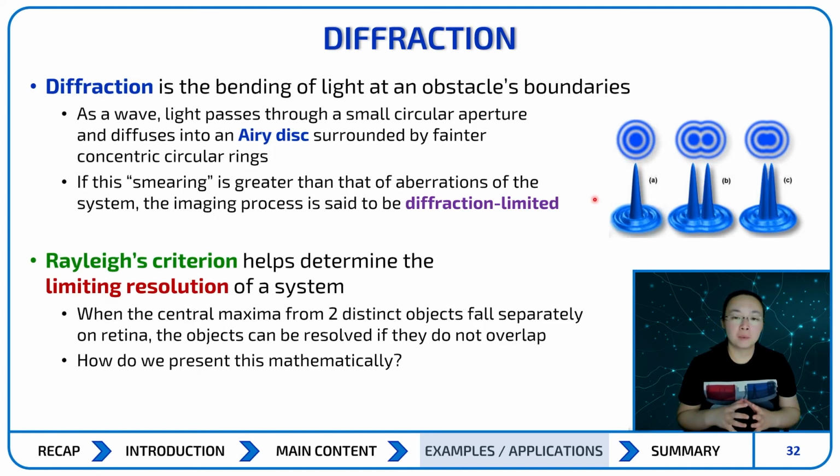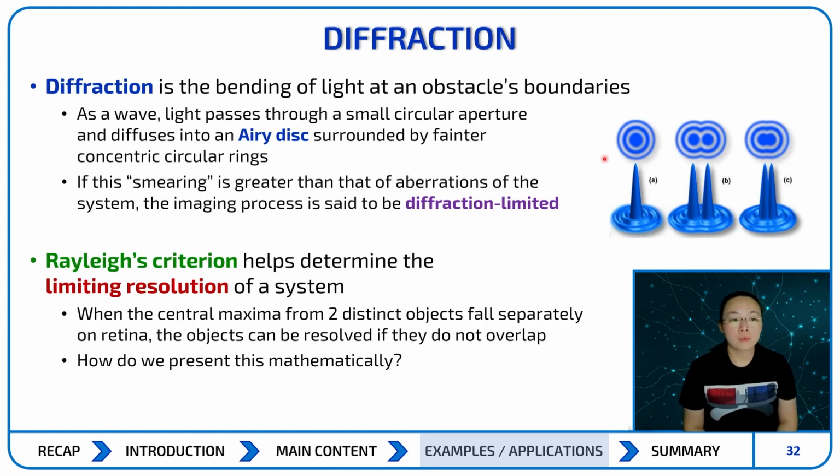We consider this some sort of smearing. If the smearing is greater than that of the aberrations of the system, then the imaging process is said to be diffraction limited. So if there's too much smearing, then that means you're limiting some of the resolution.